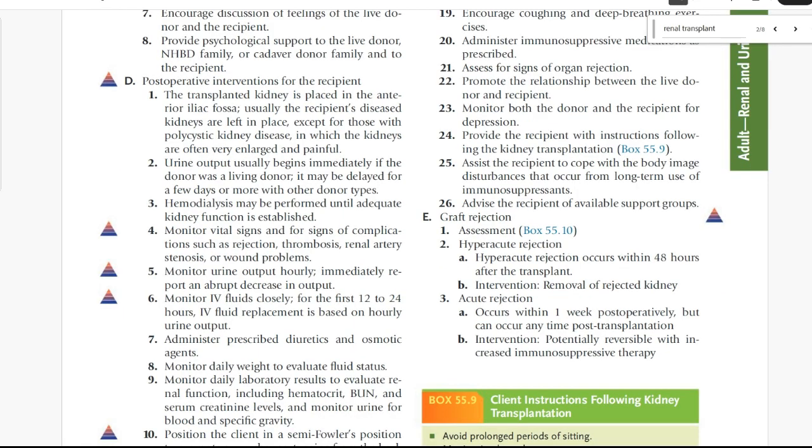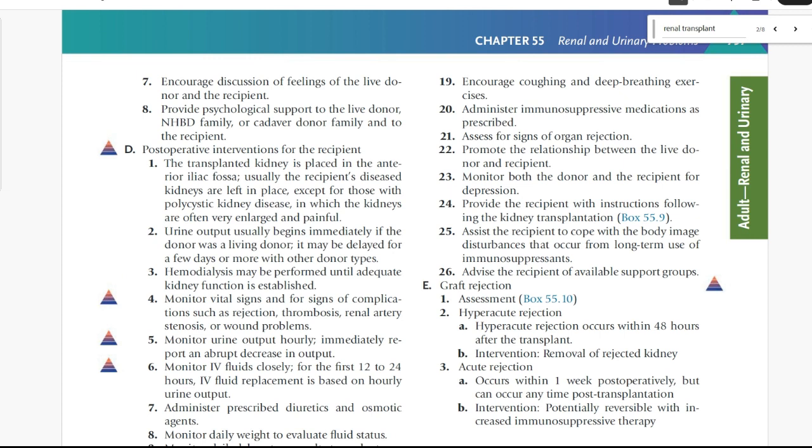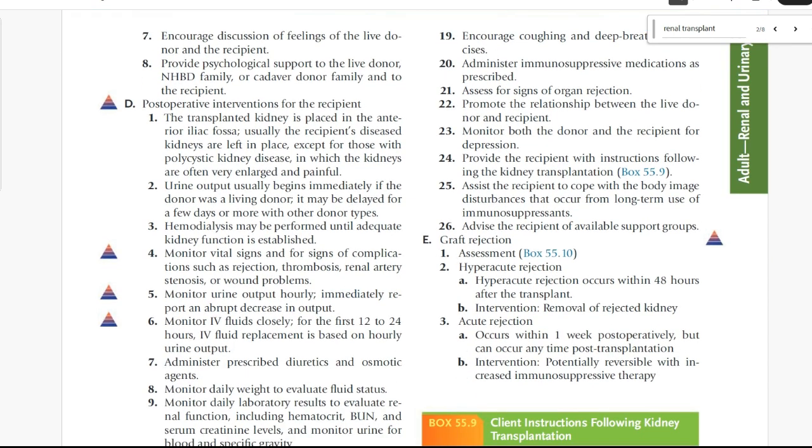All right, last but not least, as you're allowing a question to guide your study, you want to dip more into not only the medication, but let's look at the diagnosis of the patient. What should we know about a kidney transplant? All right, they tell us here, this is page 797, the transplanted kidney is placed in the anterior iliac fossa.